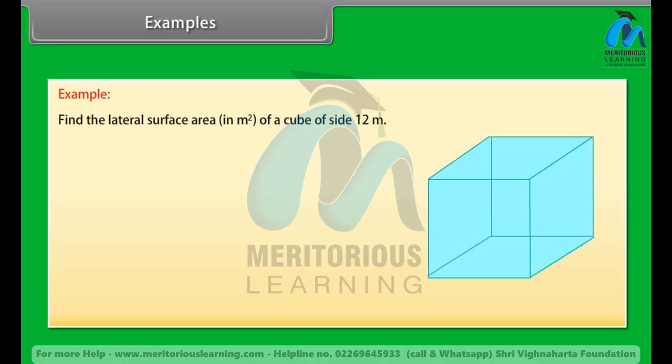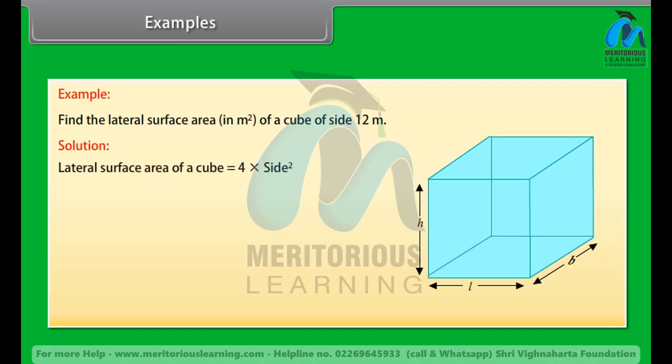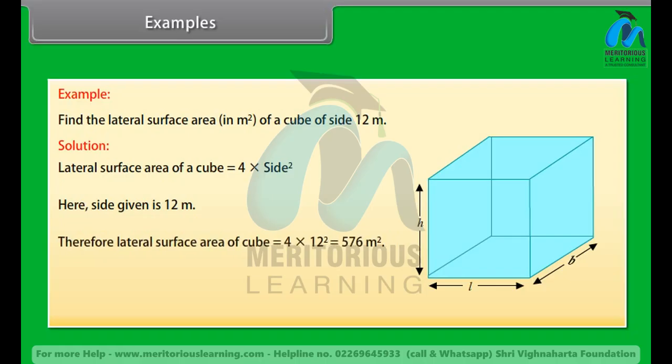Example. Find the lateral surface area in meters square of a cube of side 12 meter. Solution. We know that the lateral surface area of a cube is equal to 4 into side square. Here side given is 12 meter. Therefore, lateral surface area of cube is equal to 4 into 12 square, which equals 576 meters square.